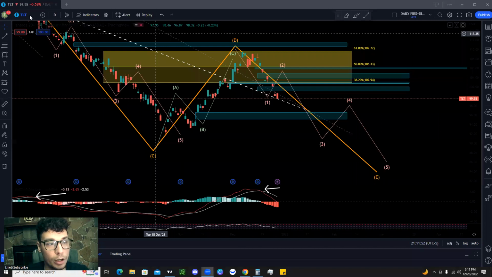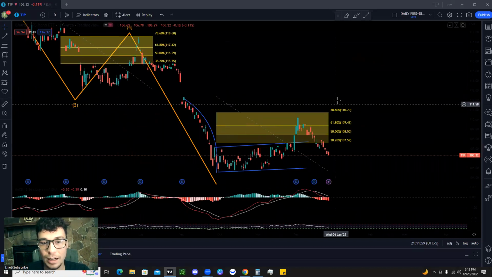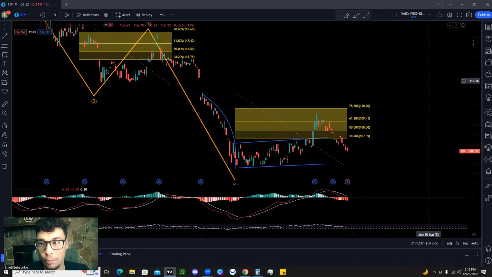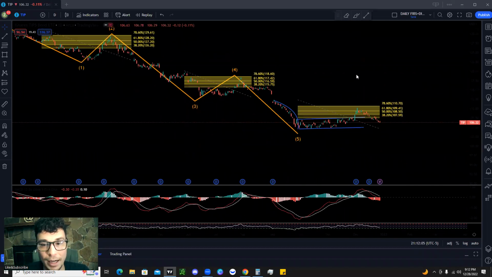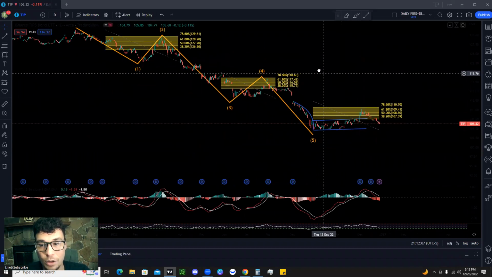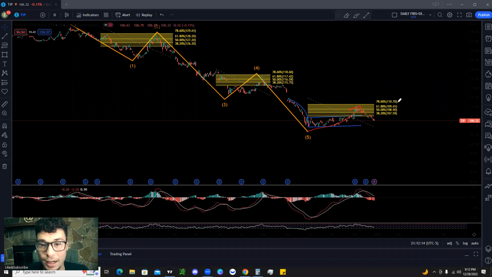Okay, so the next one we're going to look at is going to be the TIPS, which is the iShares TIPS bond ETF. This is kind of like inflation protected bonds, all right, is kind of why people look at the TIPS. And the TIPS already made its 5-wave move to the downside. So I mentioned, I'm not really too sure on where it could go. I mentioned that I do think there's a good chance we could see a bounce. We did get a nice bounce.